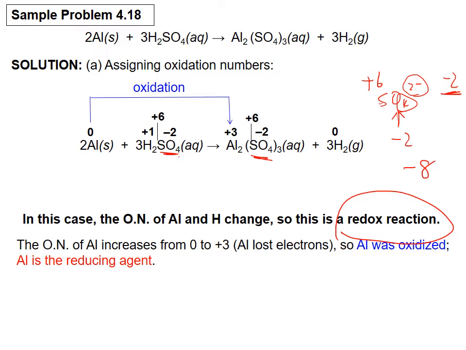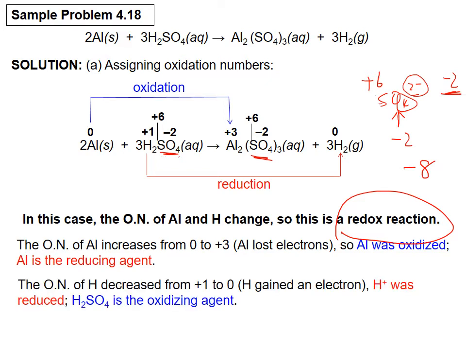Now let's look at hydrogen. Hydrogen changes from positive 1 to 0. So the oxidation number decreases. It must gain electrons, and therefore it is reduced. The reaction is a reduction reaction, and hydrogen is reduced. Okay, the proton in this sulfuric acid is reduced. So sulfuric acid, this molecule, is the oxidizing agent.